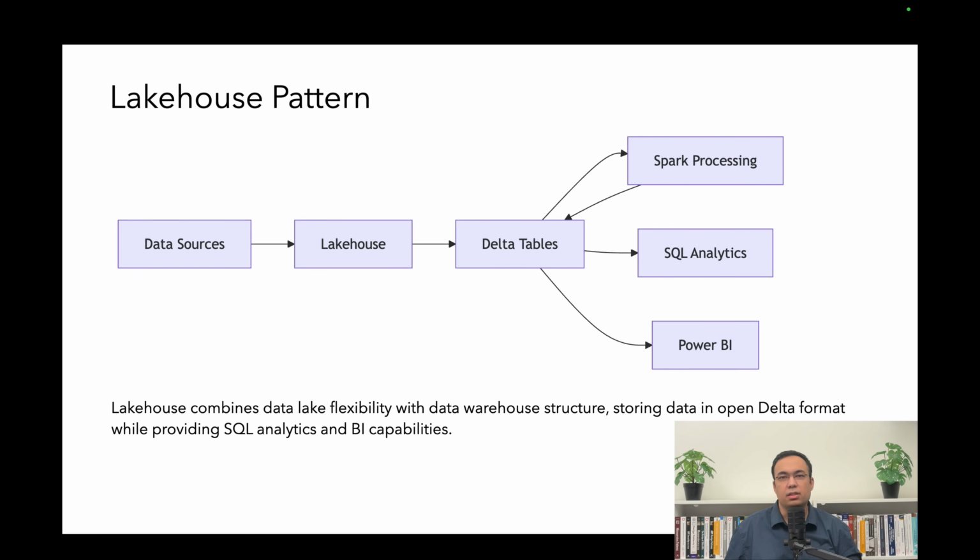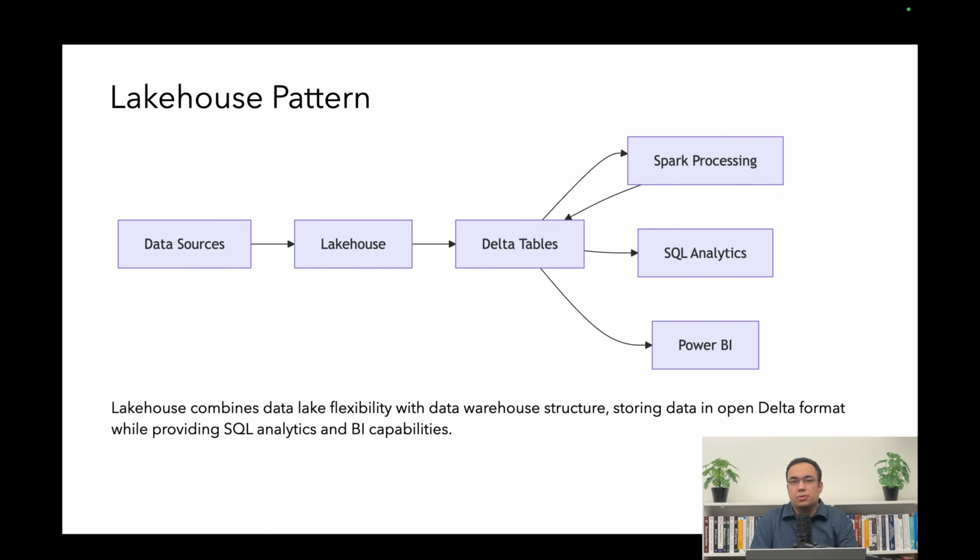It means that you get the flexibility to store any type of data, structured or unstructured, in open formats like you would in a data lake, but you also get the structure and SQL analytic capabilities that you would expect from a data warehouse. Stored in open data format, Delta Lake provides ACID transactions, schema enforcement, time travel, and all those enterprise data management capabilities, but is still open source and based on Parquet files. You are not locked into proprietary storage formats.